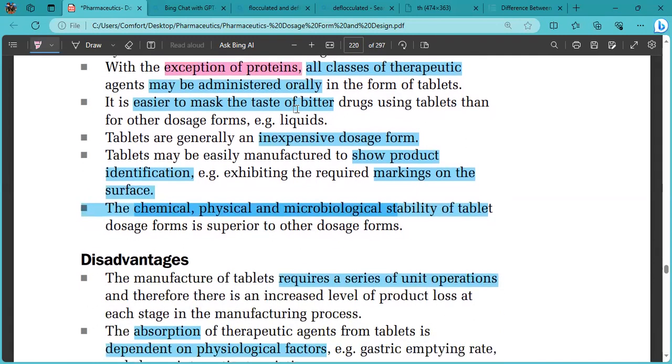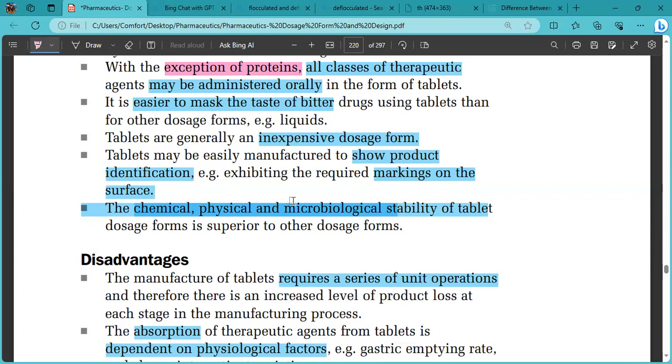It's also easier to mask the bitter taste of drugs using either film coats or sugar coats. And tablets are generally inexpensive. If they're inexpensive to make, they'll be inexpensive to sell to the end consumer, which increases their affordability.